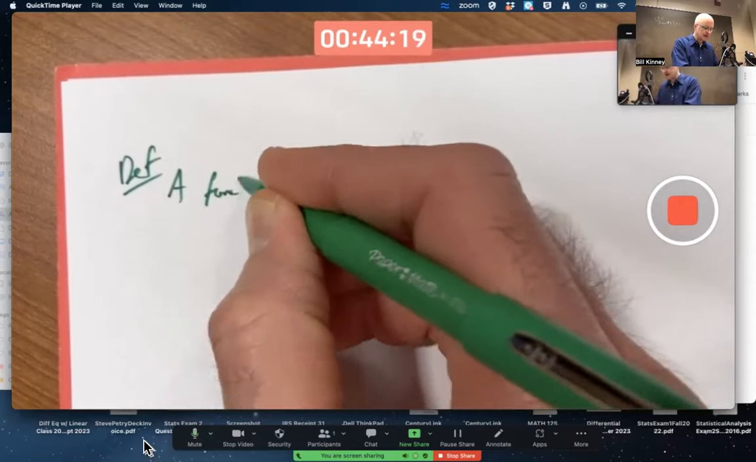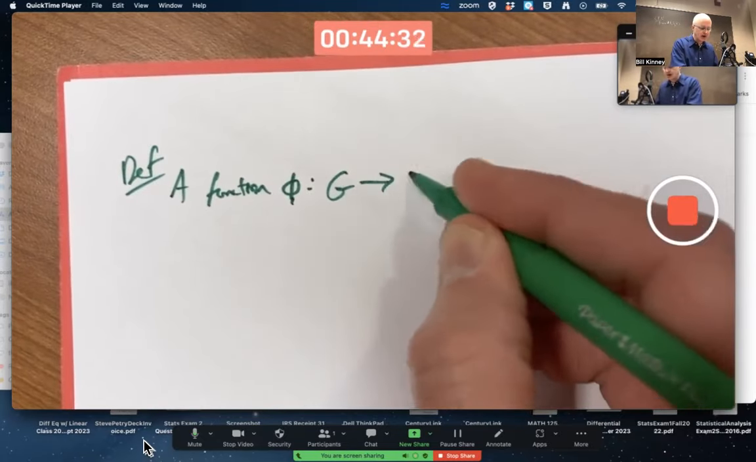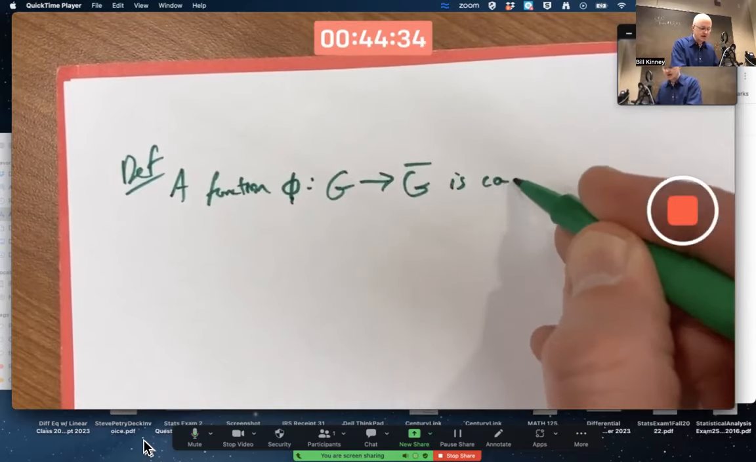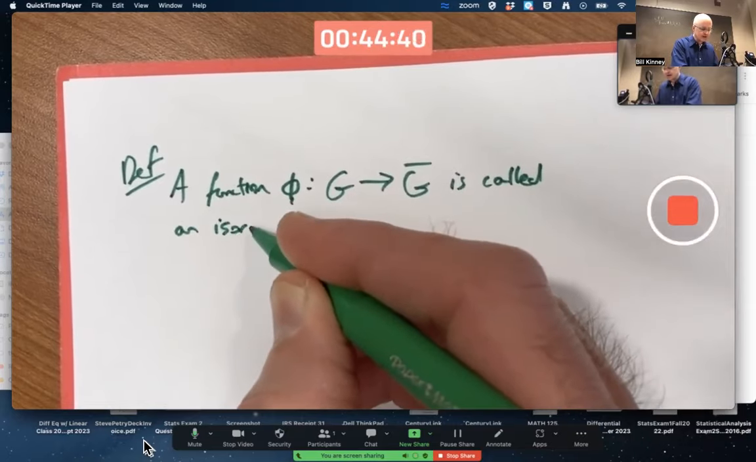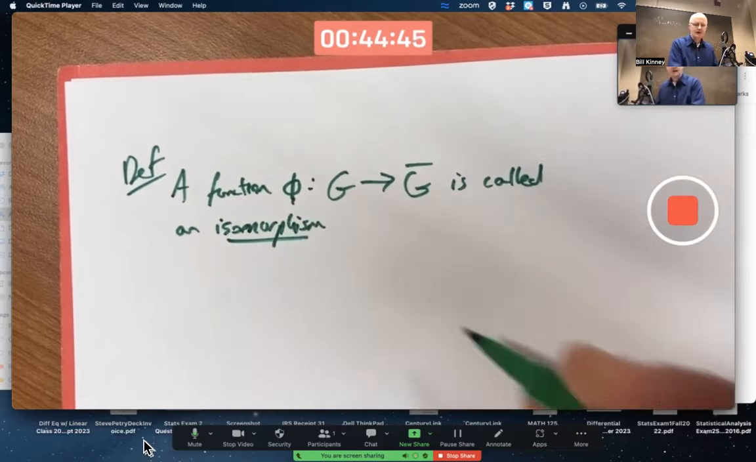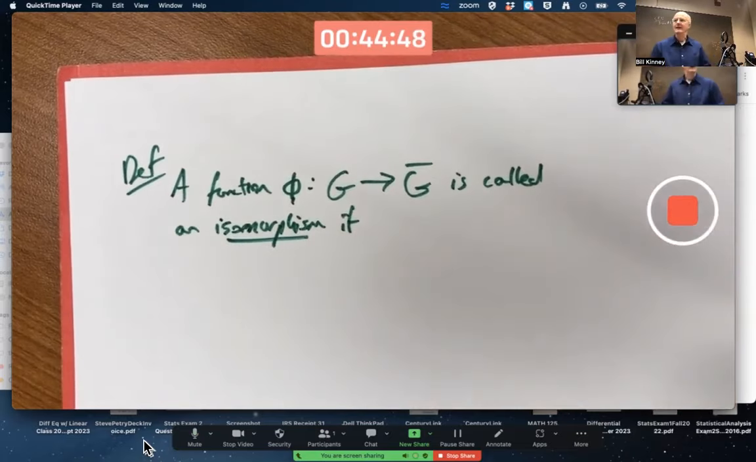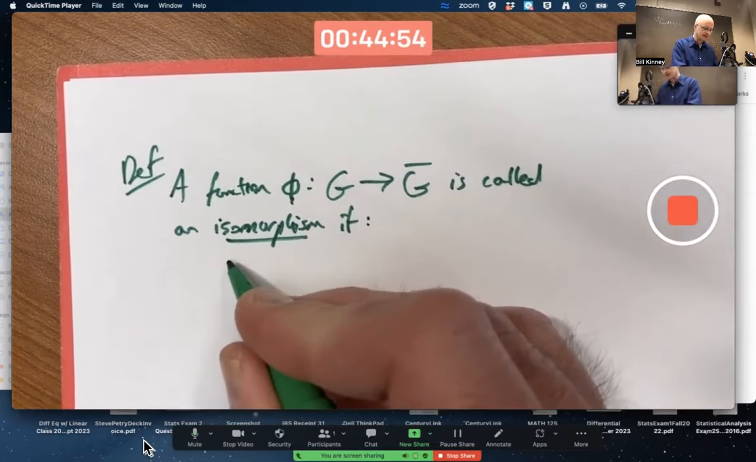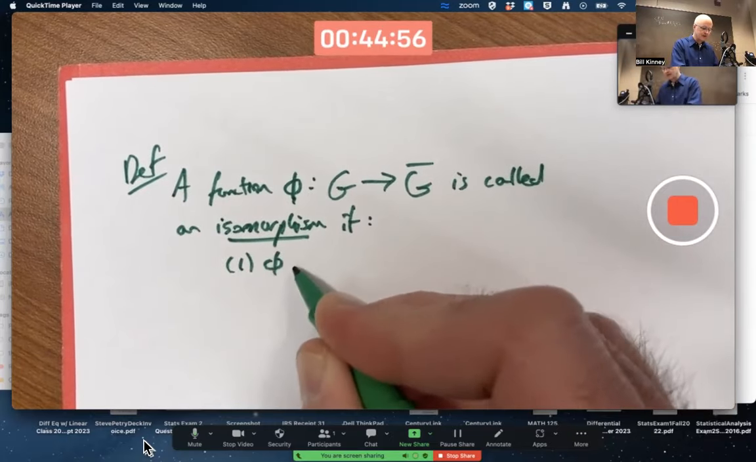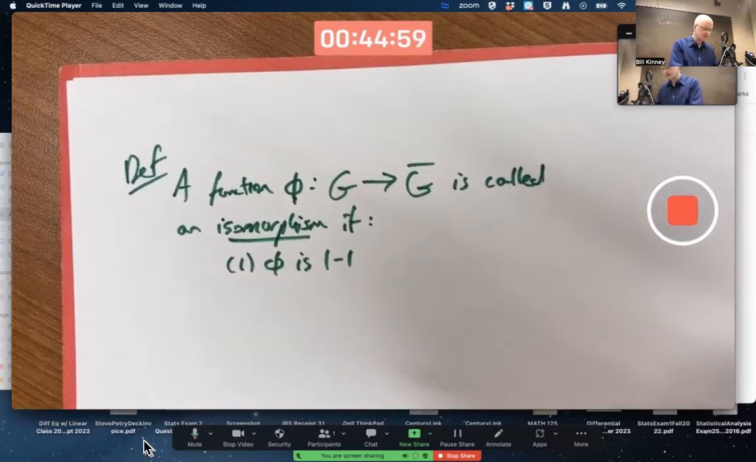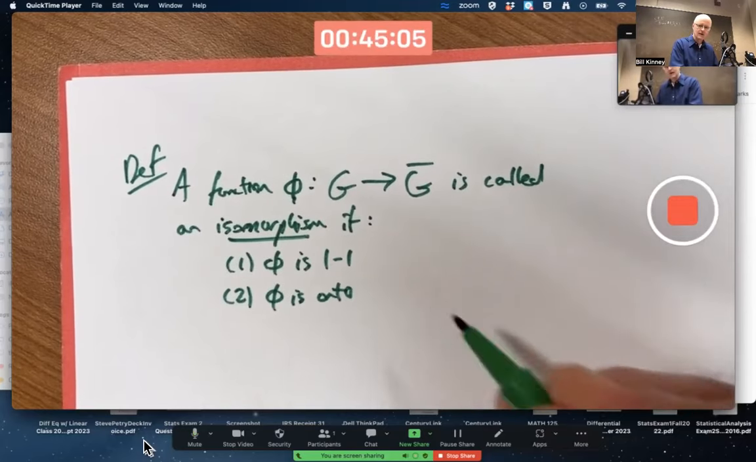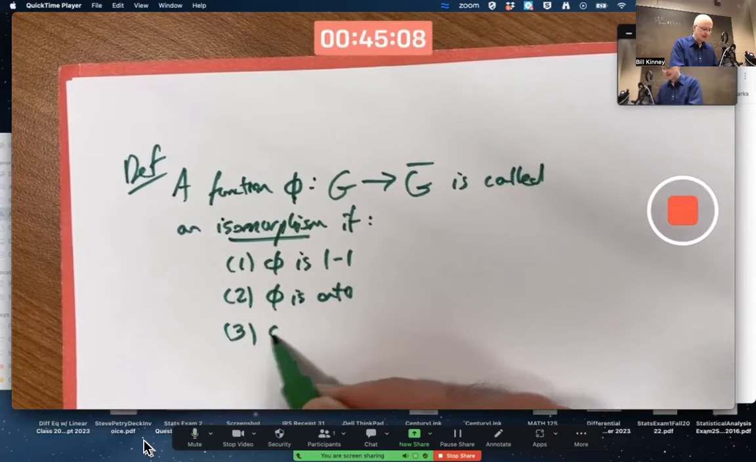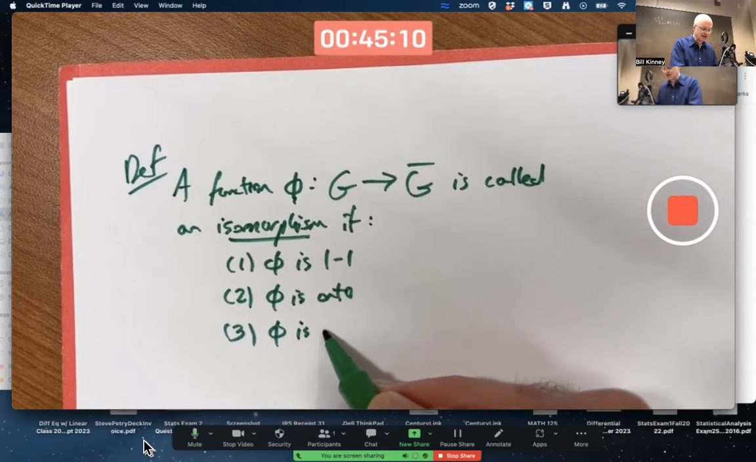A function phi from G to G bar is called an isomorphism if, what? Three conditions have to hold. I'll write them as a list of three conditions. One, phi is 1-to-1. I'll write that as 1-1. Two, phi is onto. And three, phi is operation preserving.